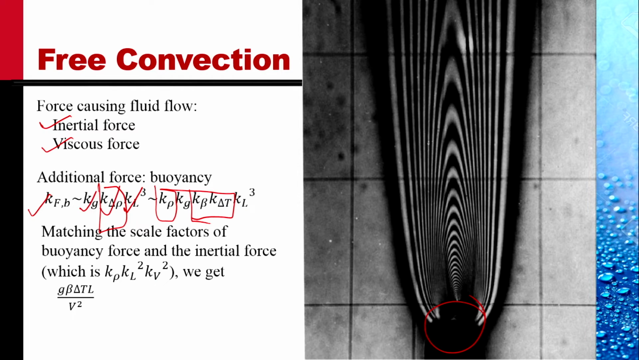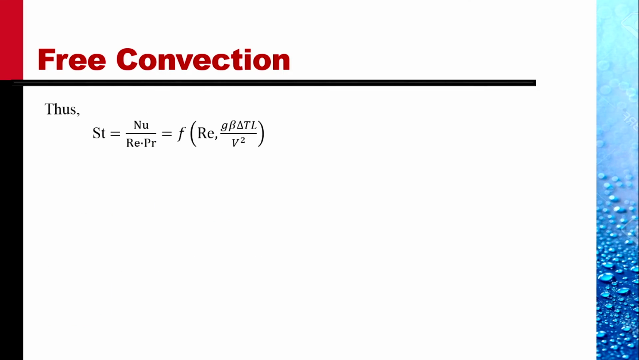Matching the scale factors of buoyancy force with inertial force, which is K rho, KL square, KV square, we get this invariant. This is matching the scale factors of buoyancy force and the inertial force, g beta delta T L by V square. Thus, this Stanton number now is a function of Reynolds number and g beta delta T L by V square.